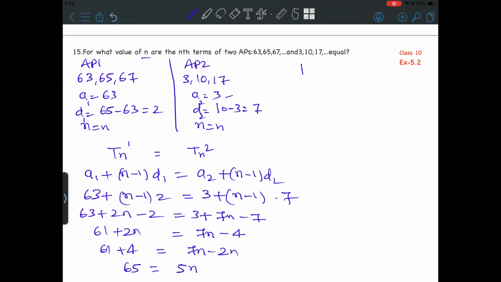So the value of n we can find out by n is equal to 65 upon 5. That gives us the value as 13. So what it means is that the 13th term will be the term that is the same. If you see the 13th term for both APs, both will have the same values. I hope it is clear now. So let's see the next question, number 16.